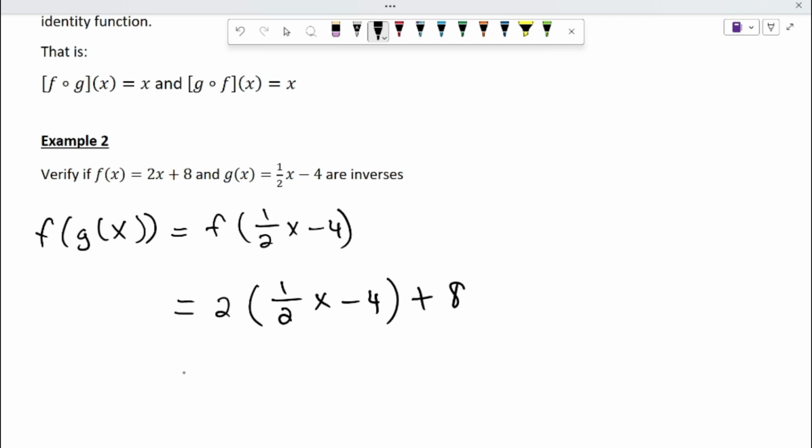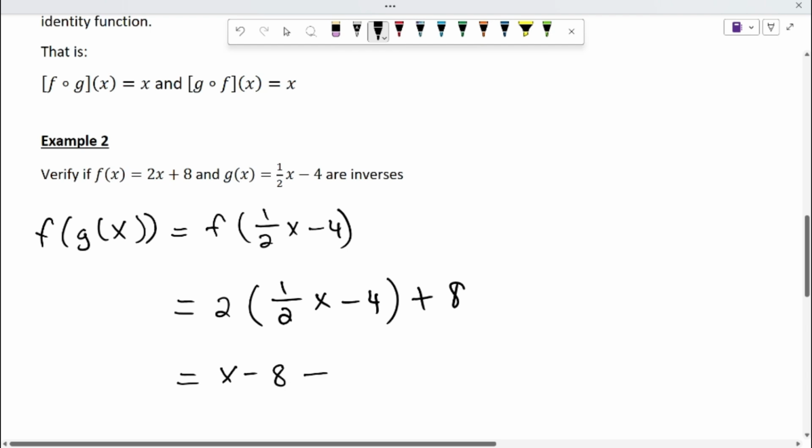Okay, so let's distribute this 2 here. The 2 in the front and this 2 in the denominator cancel each other, so I'm left with x. And then when I distribute the 2 into the -4, I get -8 plus 8. And this equals x. So this does equal the identity function. So we have a check mark there.